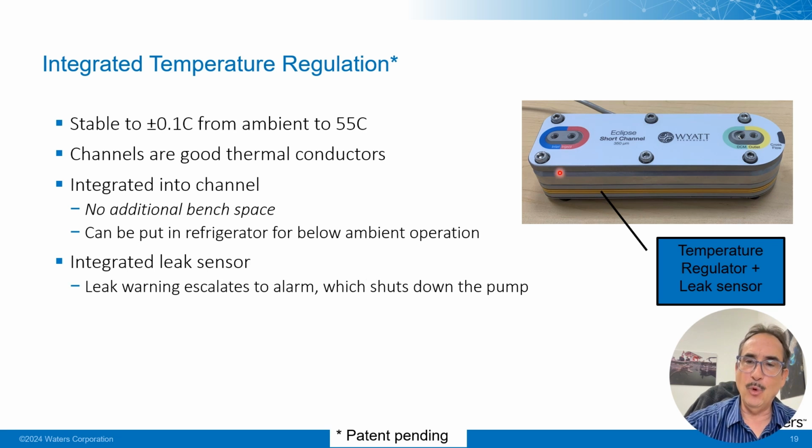And for good measure, one of the failure modes that we found was most common is people would forget to tighten a fitting and they'd get a little leak. And what we decided is to address that by putting this little thin film leak sensor on the temperature regulator channel. So if fluid leaks over the end, it makes a warning, and then if no one's there to correct the warning, eventually it'll escalate to an alarm that will shut down the pump, so you won't come back the next morning and have a big puddle in your lab.